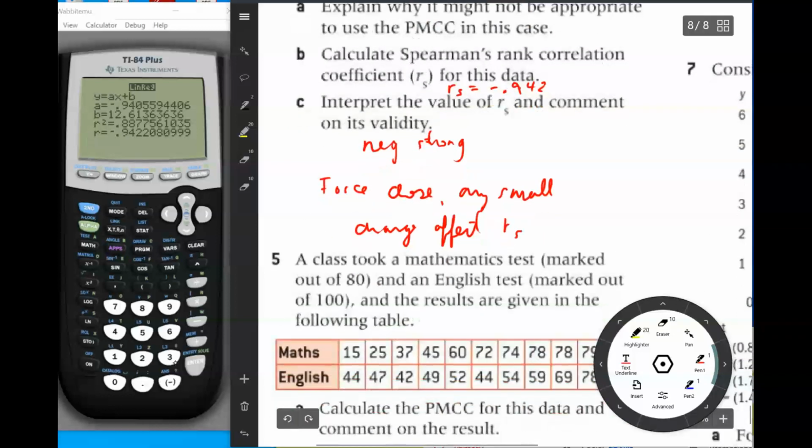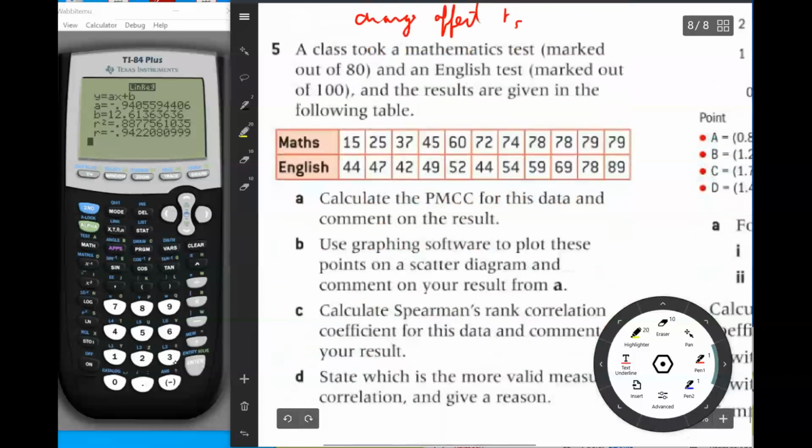Okay, let's go to the next one. A class took a math test marked out of 80 and an English test marked out of 100, and the results are given in the following table.